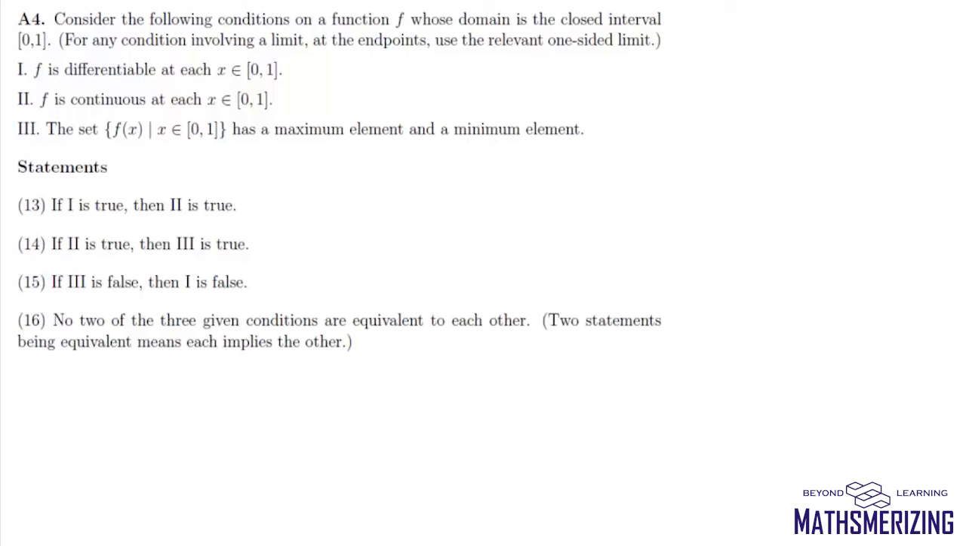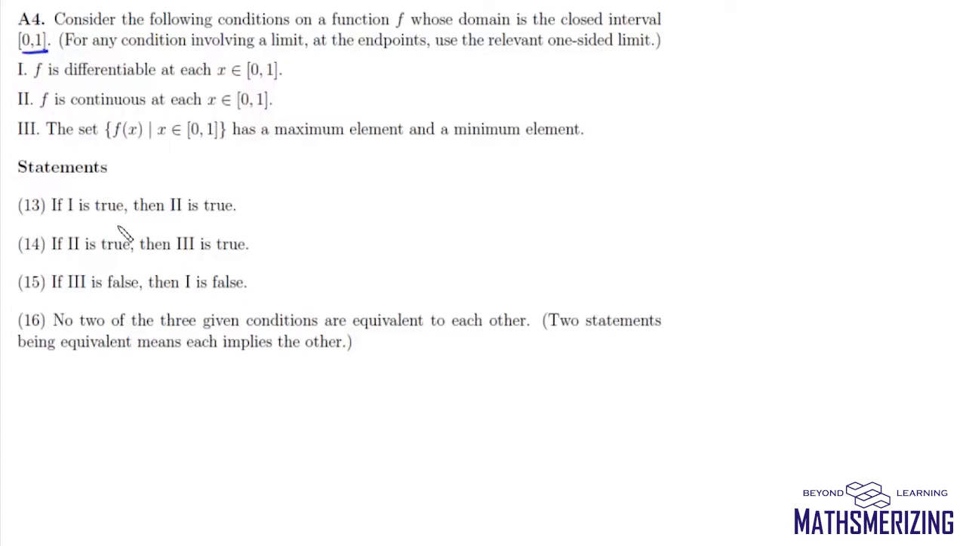Now here we are given a function f whose domain is the closed interval 0 to 1, and we are given three conditions. First, f is differentiable at each x belonging to 0 to 1. Second, f is continuous at each x belonging to 0 to 1. And third, the set f(x) has a maximum element and a minimum element. Now which of the following statements is correct?